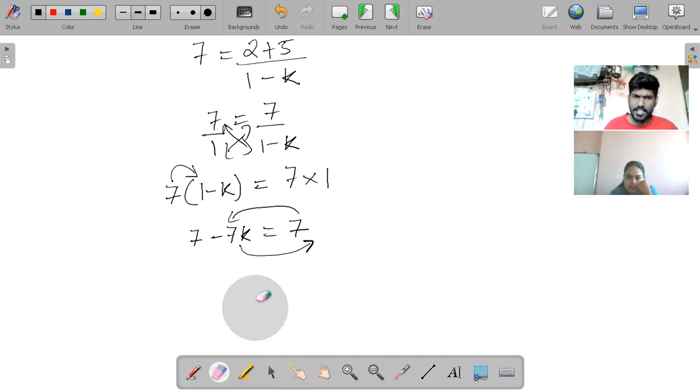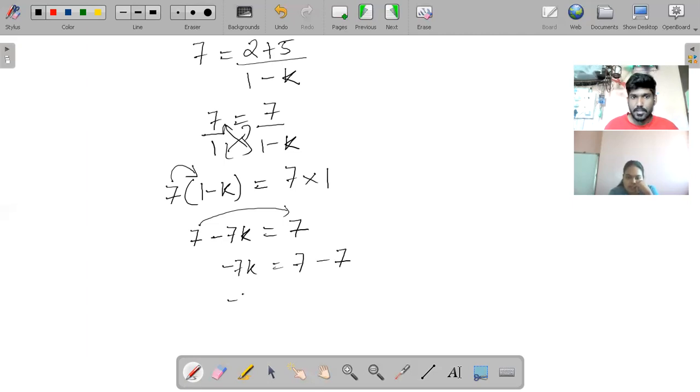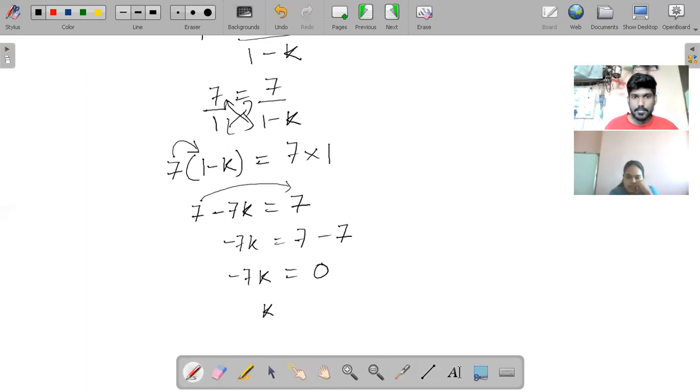Anything else that we can do to simplify this? We can take the first 7 on that side. Yes, so it'll be minus 7. So 7 minus 7. How much is 7 minus 7? 0. Now we can take this minus 7 on the other side. It is in multiplication here. So 0 upon minus 7.